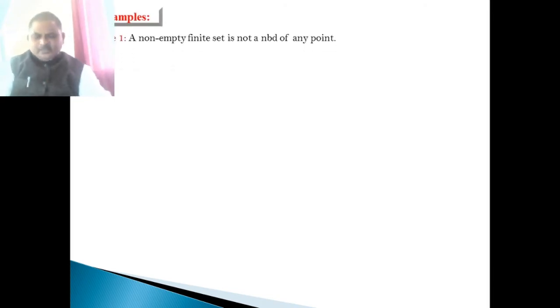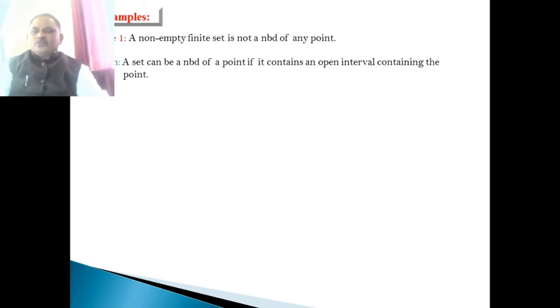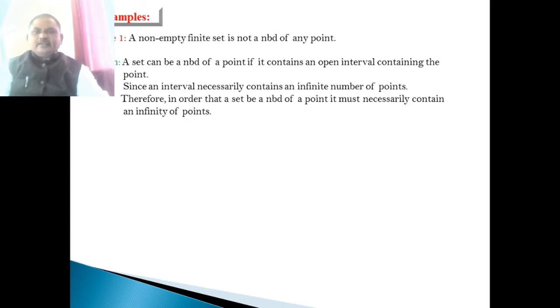Next example: a non-empty finite set is not the neighborhood of any point. Solution: a set can be a neighborhood of a point if it contains an open interval containing the point. Since an interval necessarily contains an infinite number of points, both rational as well as irrational numbers, in order that a set be a neighborhood of a point, it must necessarily contain an infinite number of points. Thus, a finite set cannot be a neighborhood of any point.